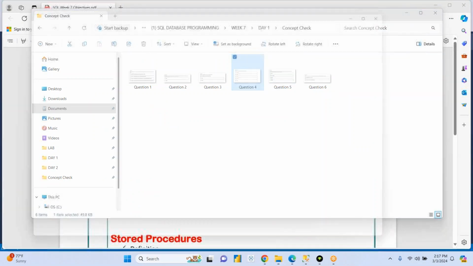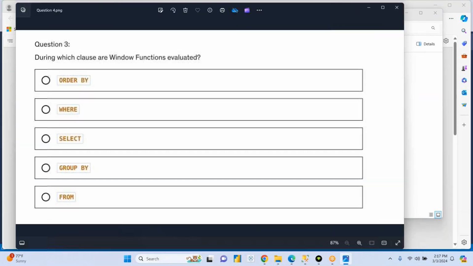Let's look at question 4. During which clause are window functions evaluated? We studied window functions last week. So during which clause are window functions evaluated? Where did we build those window functions? Is it select, from, where, order by, group by, having? Where did we place the window functions?